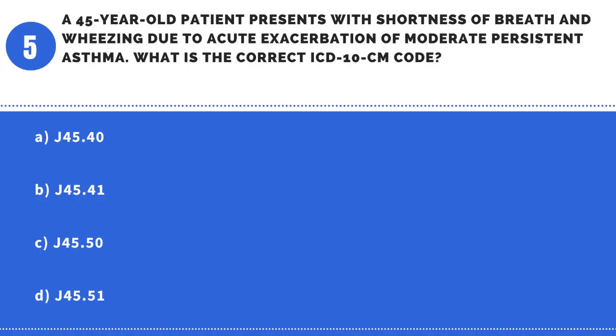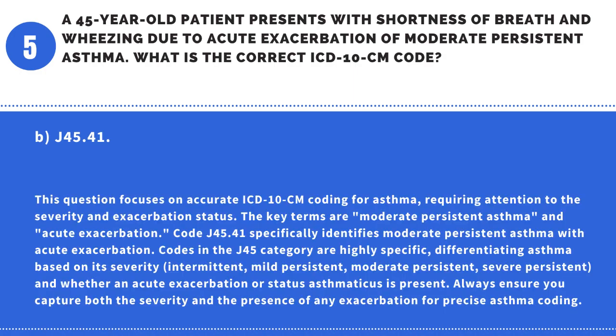Question 5. A 45-year-old patient presents with shortness of breath and wheezing due to acute exacerbation of moderate persistent asthma. What is the correct ICD-10-CM code? A. J45.40. B. J45.41. C. J45.50. D. J45.51. Answer: B.